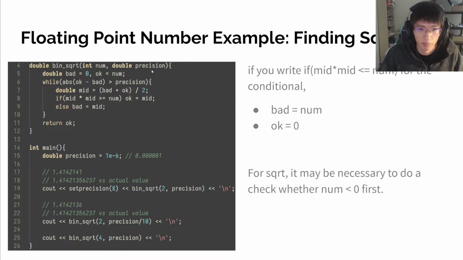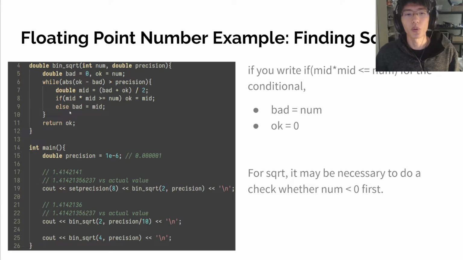You can pass that in, and you can do while OK minus bad is greater than the precision. And then take the average, the middle, like before. Make sure you're using doubles, of course. And then in this check part, you can also have a helper function, but in this check part you can write: if the middle value times the middle value is greater than or equal to the number, then set the OK value to middle. So you're trying to find the square root.